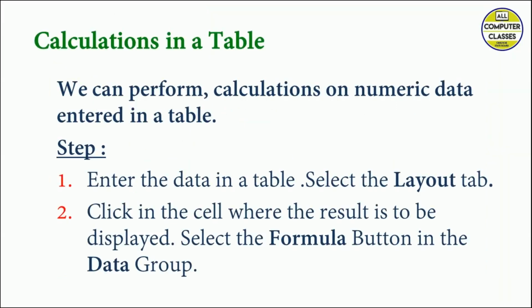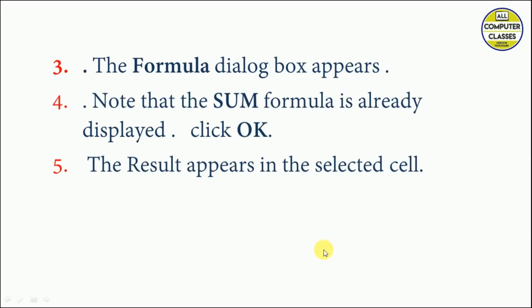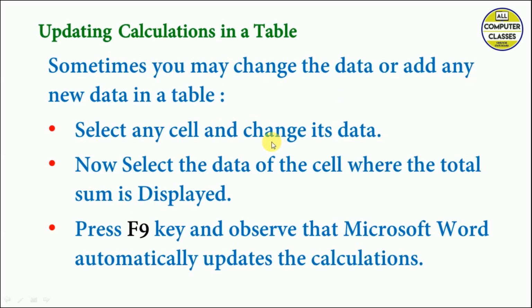Now let's move back. I just read: enter the data in the table, select the layout tab. Now clear. Click in the cell where the result is to be displayed. Simple. I click the cell where I want my result to be displayed. Then select the formula button. When we open the layout tab, we see the data group, and in the data group we see the formula button. When we click this formula button, what do we see? We see the formula dialog box. When the formula dialog box appears, some formula is already displayed and we just need to click OK. Very, very simple. I am sure that you are finding it very easy. So let's move ahead and see the next topic.